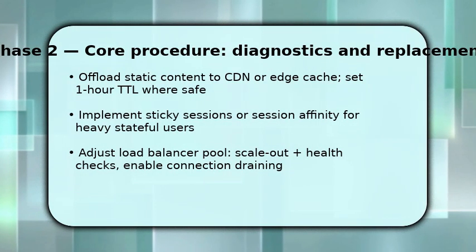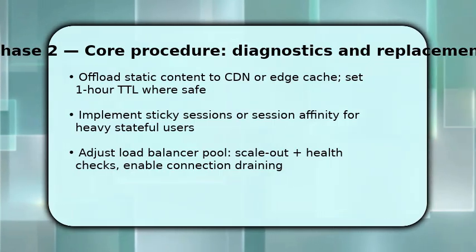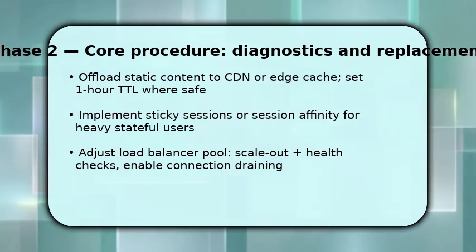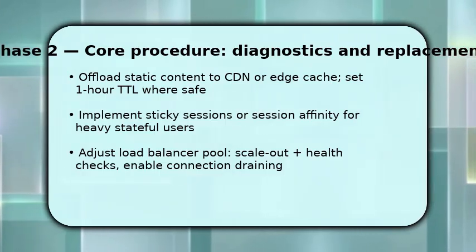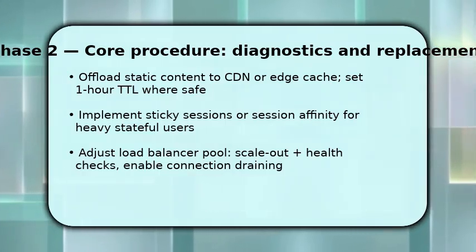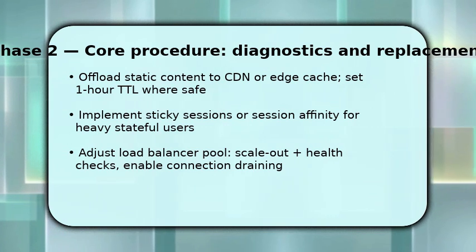Then adjust the load balancer. Add instances, tweak pool sizes, and enable connection draining so you don't drop active users. Monitor latency as you change routing, and keep metrics visible. This tells you which tweak helped most.